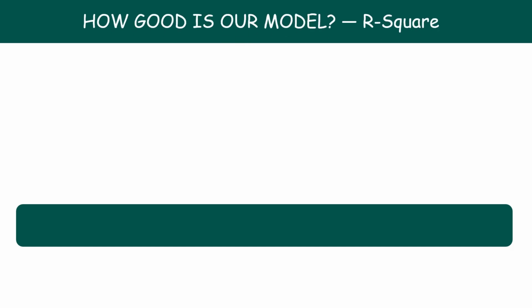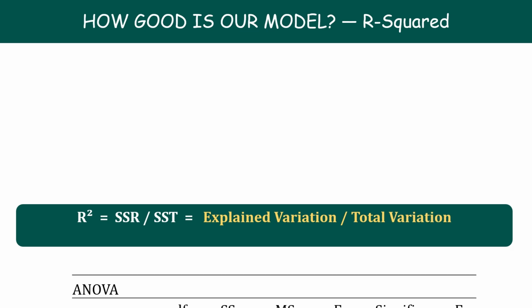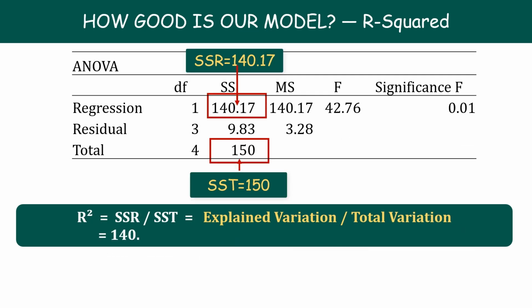Now, how good is our model? That's exactly what R squared tells us. R squared equals SSR divided by SST. In other words, explained variation over total variation. For Sarah, 140.17 divided by 150 equals 0.9344. That's a very strong fit.